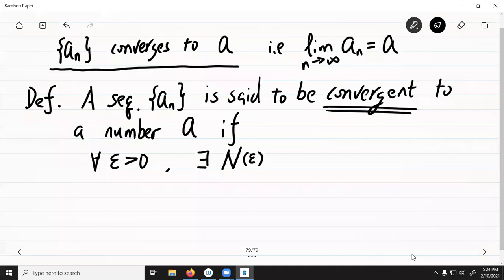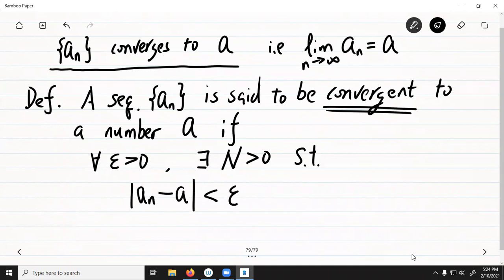So I write N with epsilon in parentheses, which means N depends on the choice of epsilon. In most cases you will not write this, you just say N. There exists a capital N, greater than 0, which is an integer, such that the difference between a_n and A is less than epsilon for all n greater than capital N, or greater than or equal to, it doesn't matter.